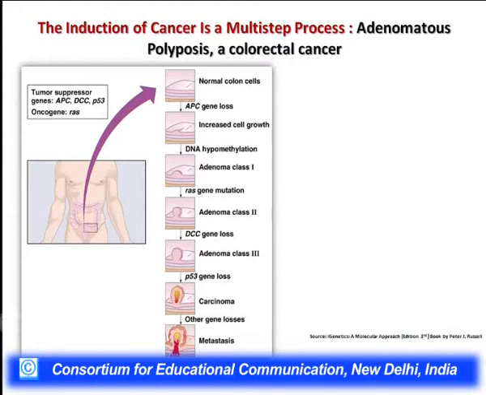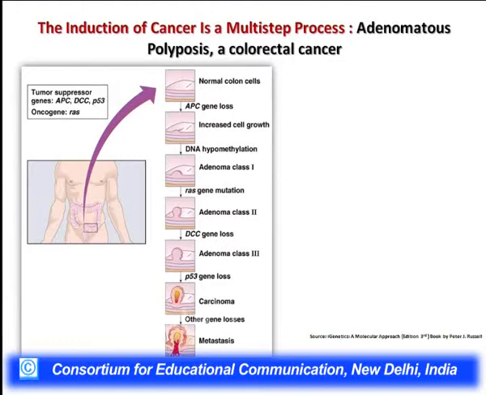The adenoma class 2 is formed. Then the DCC gene loss occurs, which is a tumor suppressor gene. Adenoma class 3 occurs, then the P53 gene loss occurs, which forms the carcinoma, and subsequently other gene losses cause the cell to grow further, and metastatic conditions occur. So this is the induction of cancer as a multiple step process, and this is a cancer example shown in colorectal cases.